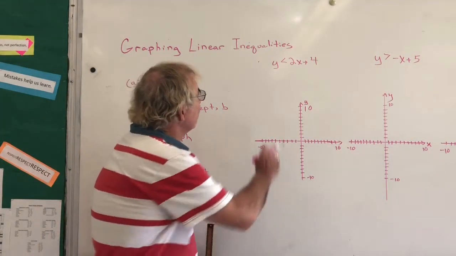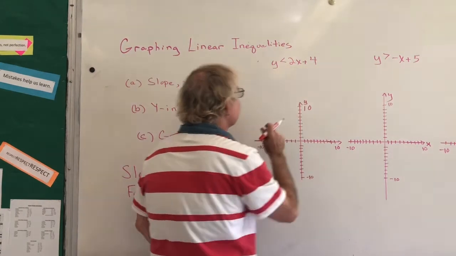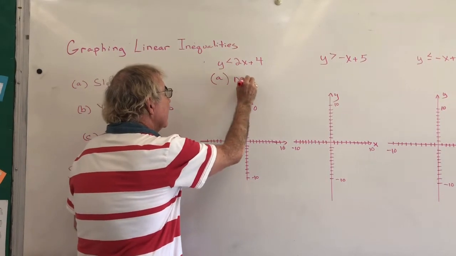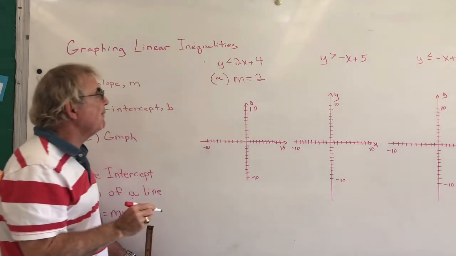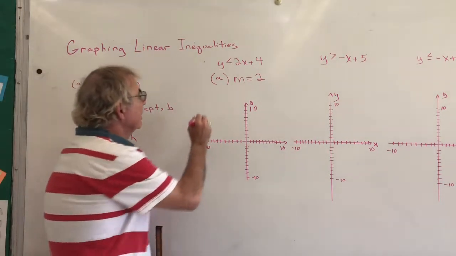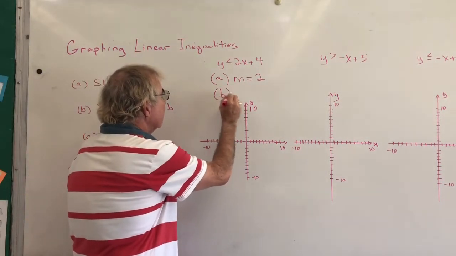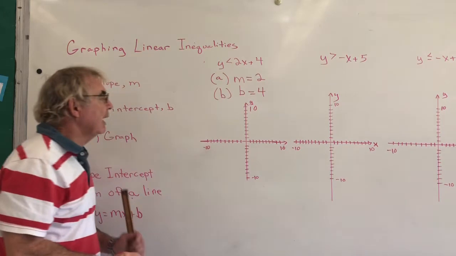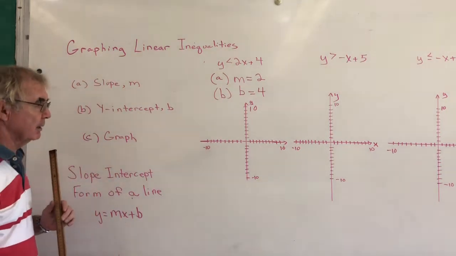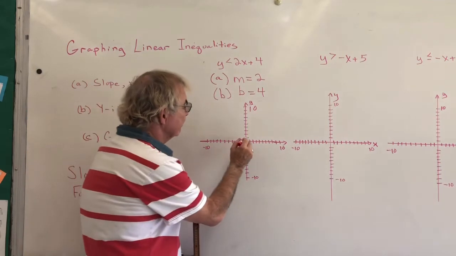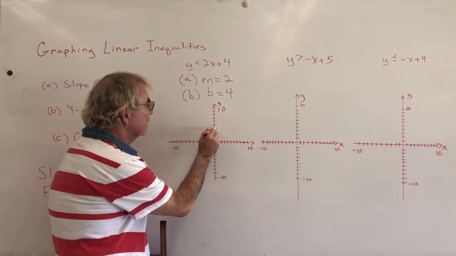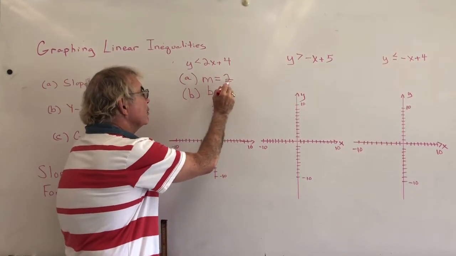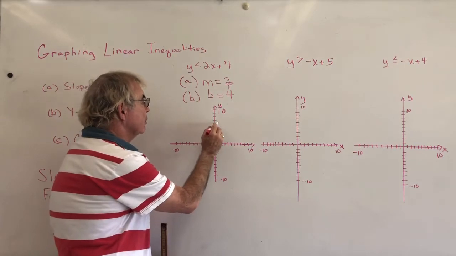Okay, this is in y equals mx plus b form. So part a is our slope, and that would be 2, the number in front of the x, and b would be our y-intercept, which we likewise call b. So how did you graph this inequality line? Well, you went up to your intercept of 4, put a dot, and then your slope is 2, which can be thought of as the rise of 2 over the run of 1, so you go up 2 and over 1.